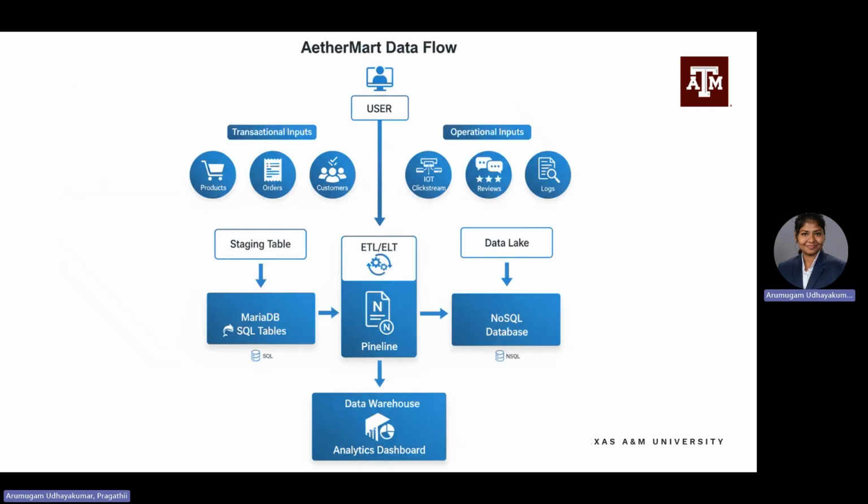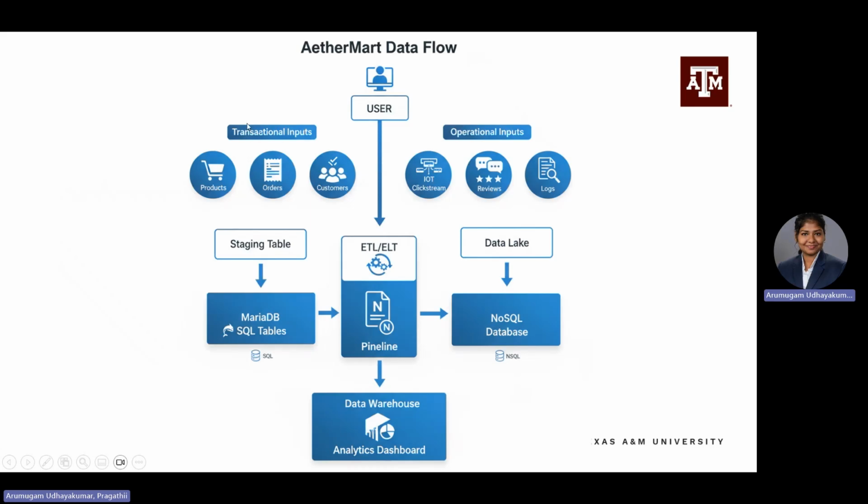So next I'll move on to discuss the hybrid Ethermart data architecture. As you can see, I have segregated my user inputs into two different categories. One is transactional input and one is operational input. So the user is the same, but the user may produce different kinds of input. Transactional is products, orders, or customers, which is structured, and operational is IoT, click streams, reviews and logs. These are unstructured.